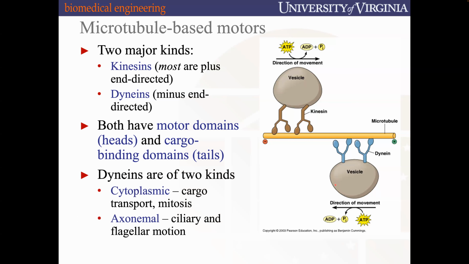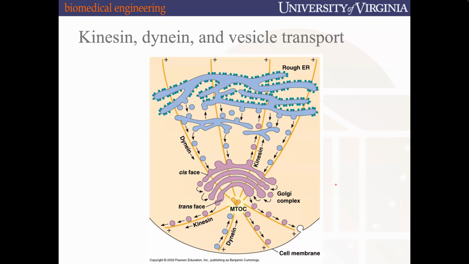And there's two different kinds of dyneins. We'll talk about this more in later slides. There's cytoplasmic dyneins that are doing this cargo transport, and there's axonemal dyneins that are involved in ciliary and flagella motion, and we'll talk about how some of this works briefly.